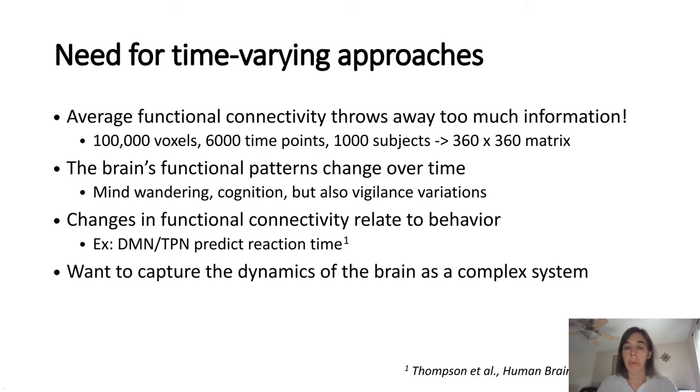So what's wrong with this? Nothing. It's a great way to summarize data, but we lose so much when we go to average measurements of functional connectivity. If we're talking about the Human Connectome Project data, we're taking 100,000 voxels, 6,000 time points per subject, 1,000 subjects, and we can condense all of that into one single matrix of 360 by 360 parcels that describes the average functional connectivity across all of these people. So that's a great start, but we're losing all of the information about time-varying activity.